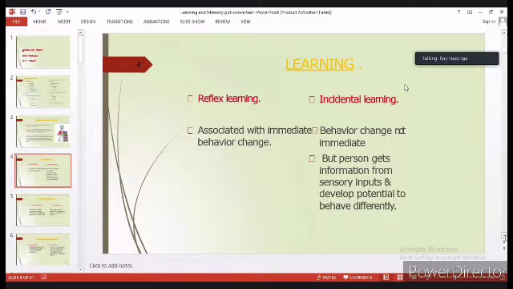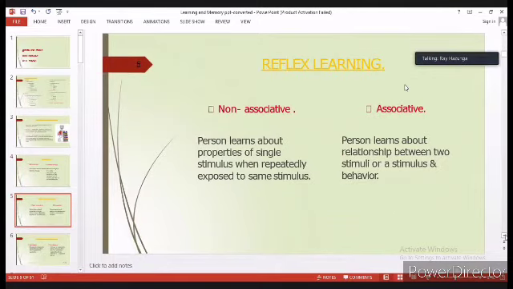Then incidental learning is unintended learning, just like the word says. Both of these, incidental learning and reflex learning, can be subdivided into different types of learning, which are associative learning and non-associative learning. The non-associative learning involves only one stimulus with repeated exposure. We're going to see some examples of this, and that's when you can understand it better.